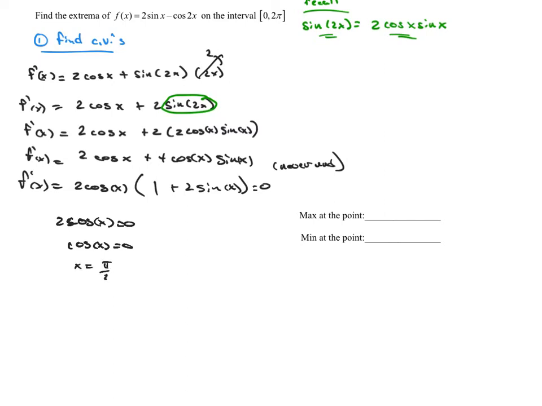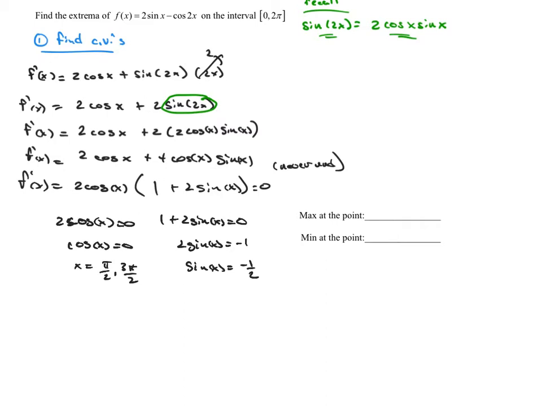So that'd be pi over 2 and 3 pi over 2. Let's look at 1 plus 2 sine of x equals 0. Subtract 1 from both sides, you'd have 2 sine of x equals negative 1. Divide both sides by 2, and you'd have sine of x equals negative 1/2.